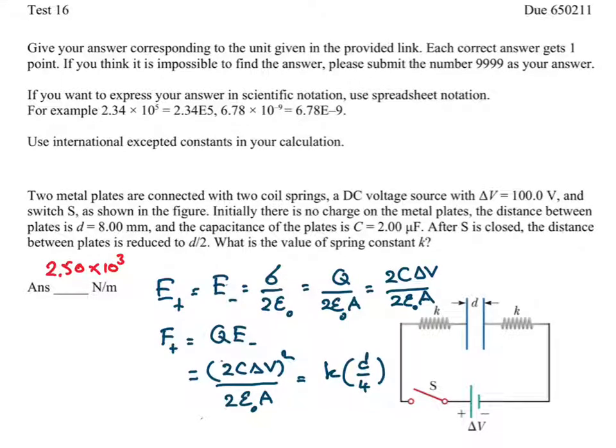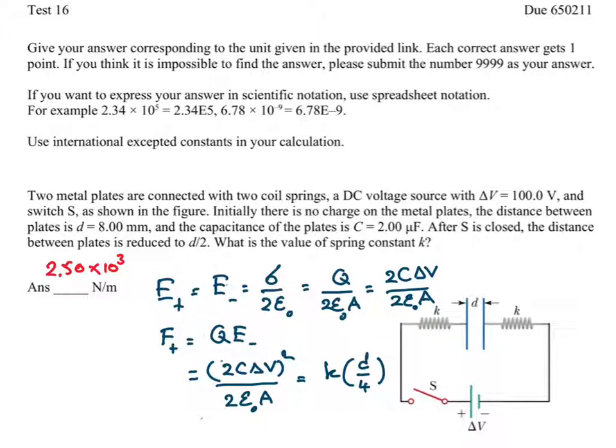Okay, let's see the solution of test number 16. The question is, two metal plates are connected with two coil springs. A DC voltage source with delta V equal to 100 volt and switch S as shown in the figure. Initially, there is no charge on the metal plate.